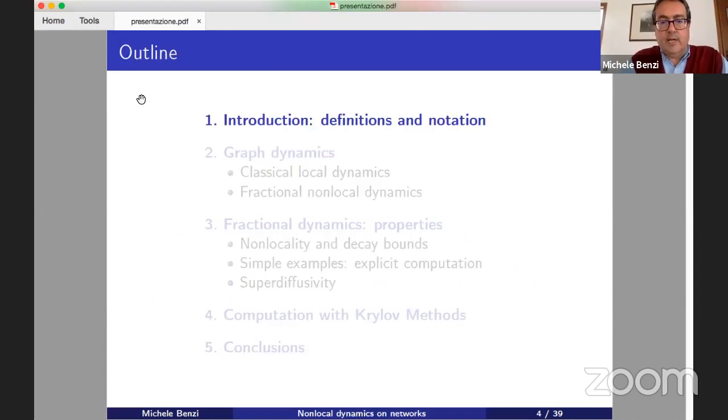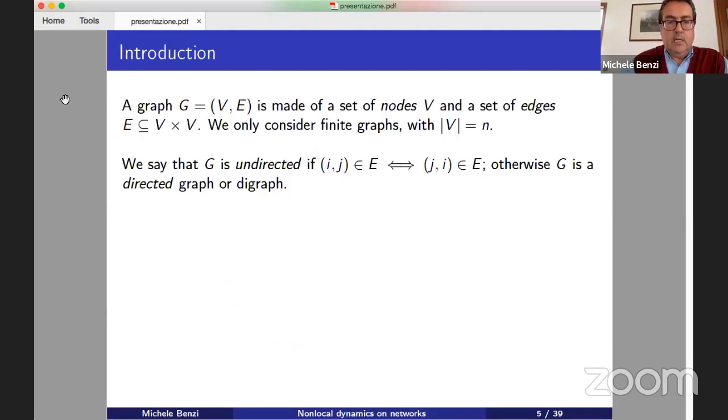So the outline of my talk: there will be an introduction first with some definitions and notations. So let's move on. The notation I will use is fairly standard. We will work on graphs. Generally, they could be directed or undirected.